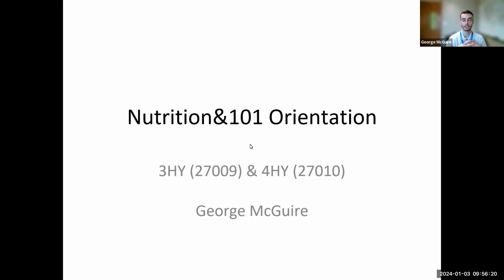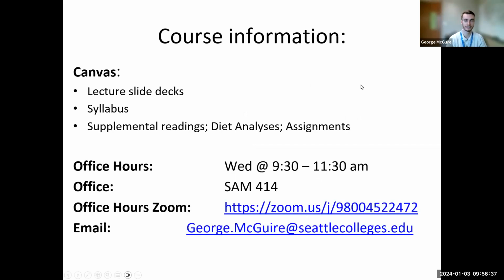Both are the same class type, they're both hybrid and are set up essentially the same way. We just meet on different days, so they have a slightly different course schedule for when things will be covered or how they'll be covered. But essentially everything should be the same, policies, setup, etc. So that being said, let's go ahead to the next slide.